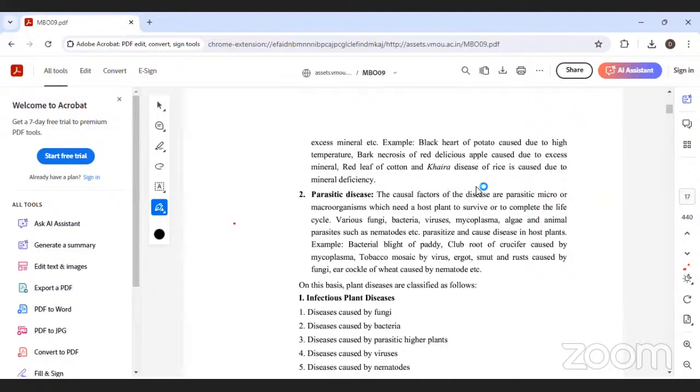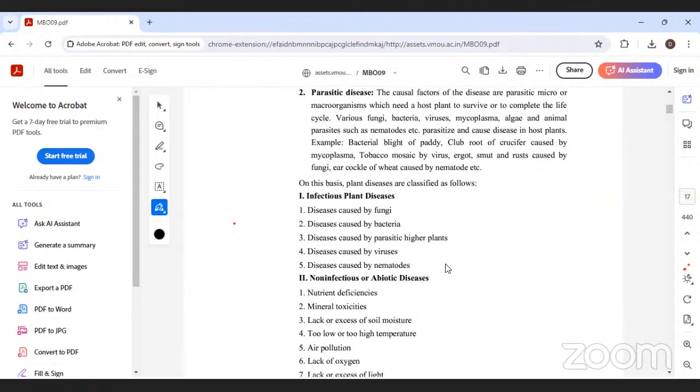These are the non-parasitic and parasitic diseases. In non-parasitic, you can observe all the environmental conditions; parasitism is absent. Where the parasitic diseases are there, an organism is a must in the life cycle, the microorganisms. And next one is the different microorganisms. On the basis of plant disease, classification is like this. Plant diseases are classified into different groups. One is infection.